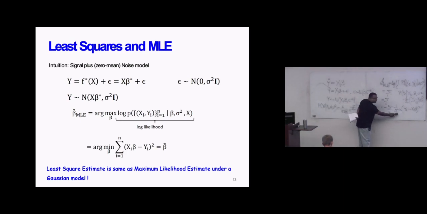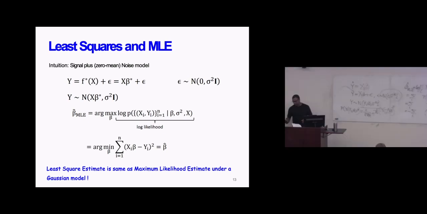Can we get rid of this, 1 by 2 sigma square? It doesn't depend on beta. Get rid of this. So maximizing the likelihood has gone to, see the minus, minimizing the least square under this assumption. This is the assumption. Questions?